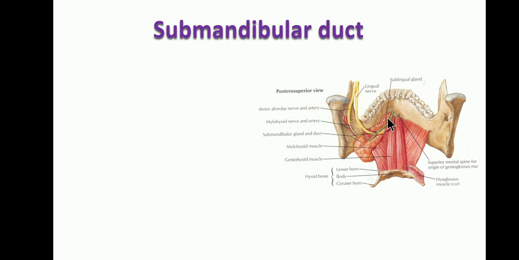Now coming to the submandibular duct. The submandibular duct is also called Wharton's duct, which is approximately 5 centimeters in length. The parotid gland duct is called Stenson's duct. Now, Wharton's duct mainly starts from the deep surface of the superficial part of the gland. Here you are able to see the large superficial surface, and the deep surface.